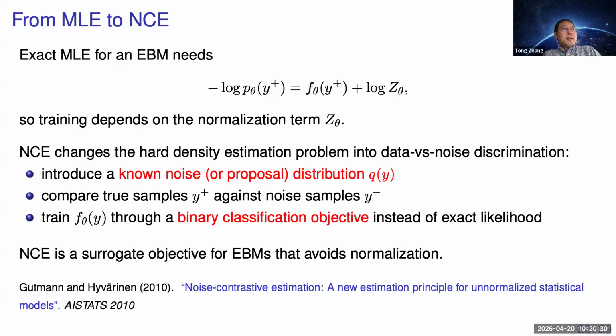So NCE is a surrogate loss. It's not maximum likelihood anymore. It's more about a binary classification loss that avoids normalization. If you think about that, binary classification is also in the GAN paper. It's a discriminator, right? This one also has a discriminator, training a discriminator.